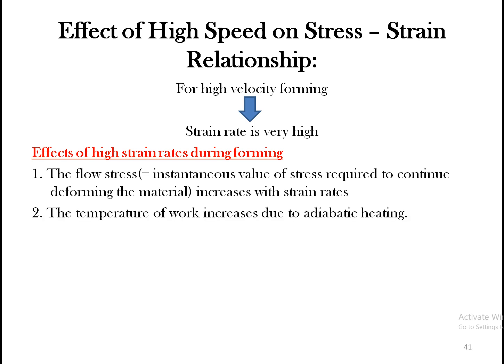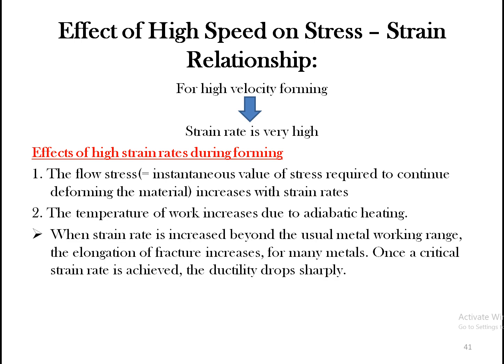Another important effect of this high strain rate is that the temperature of the work increases due to adiabatic heating. The flow stress increases, as well as the temperature of the work, when high strain rates are applied. Now, when strain rate is increased beyond the usual metal working range, the elongation at fracture increases for many metals. Not all metals, but most metals, especially aluminum and the high strength steels, once a critical strain rate is achieved.